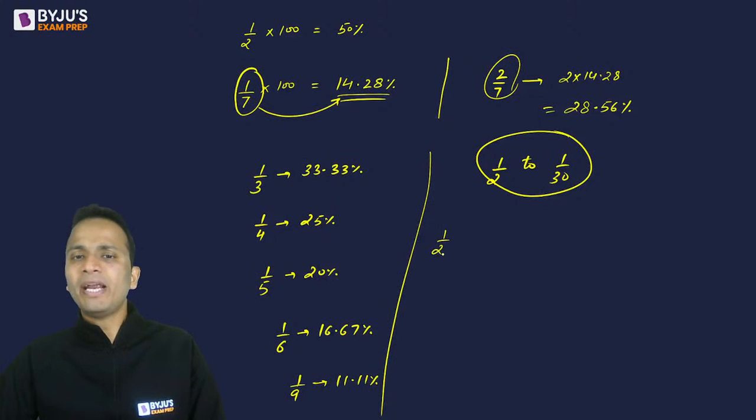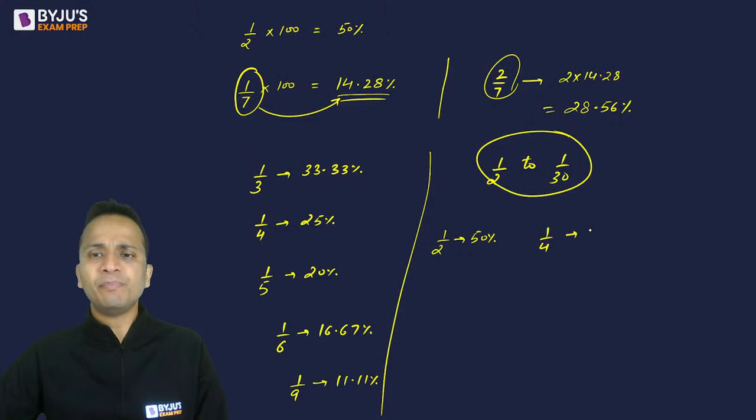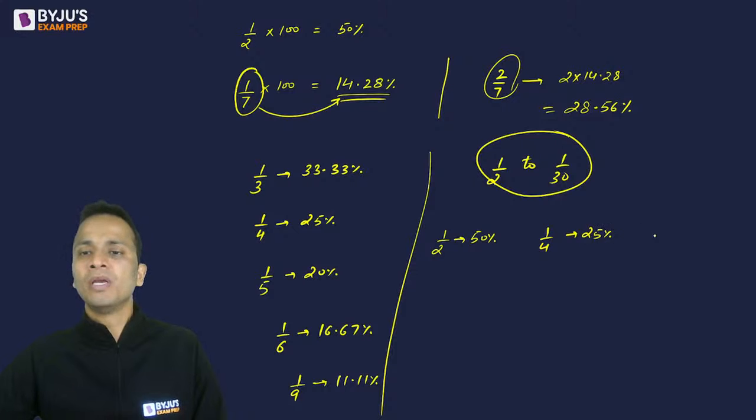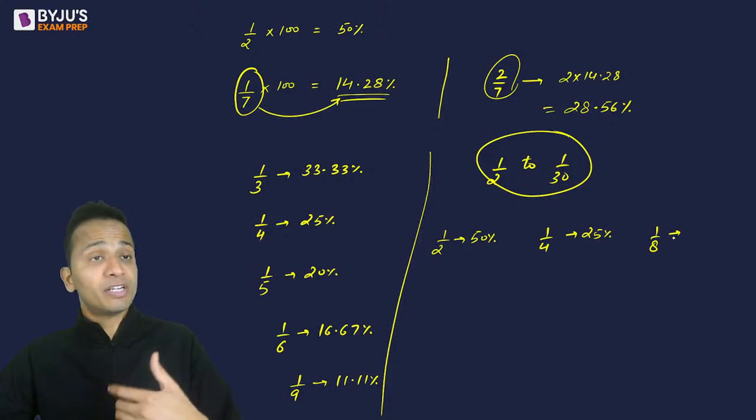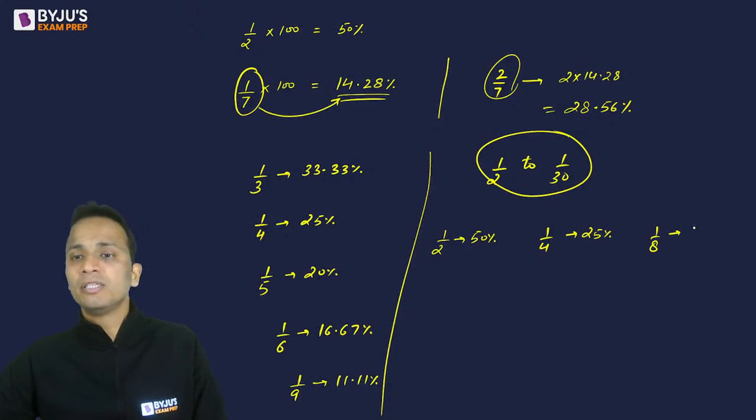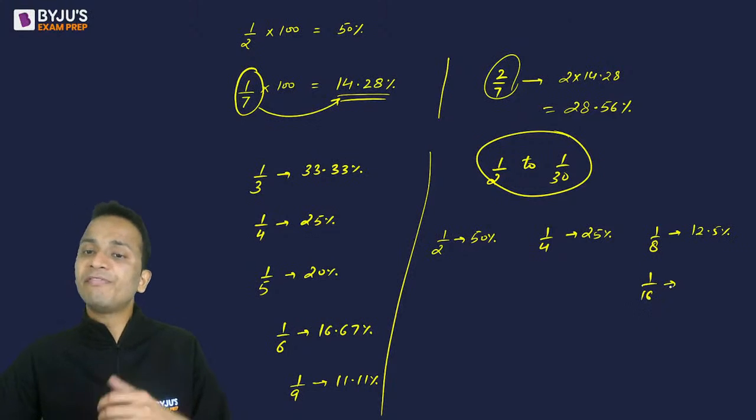So like 1 by 2 is 50%. 1 by 2 50% होता है. तो 1 by 4 उसका आधा होगा. It will be half of 50%. That is 25 percentage. 1 by 8 will be further half of this number, that is 12.5 percentage. 1 by 16 will be further half.